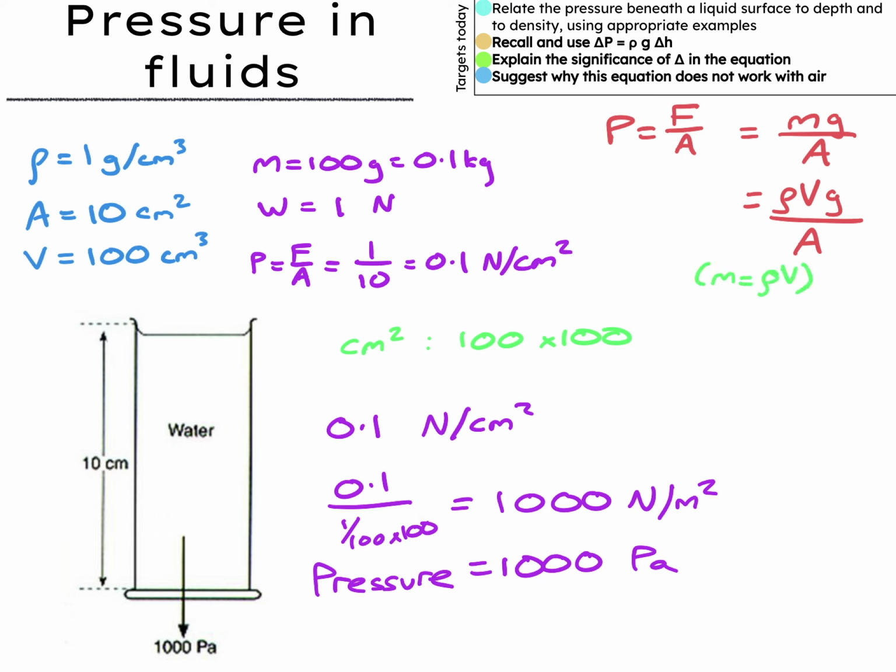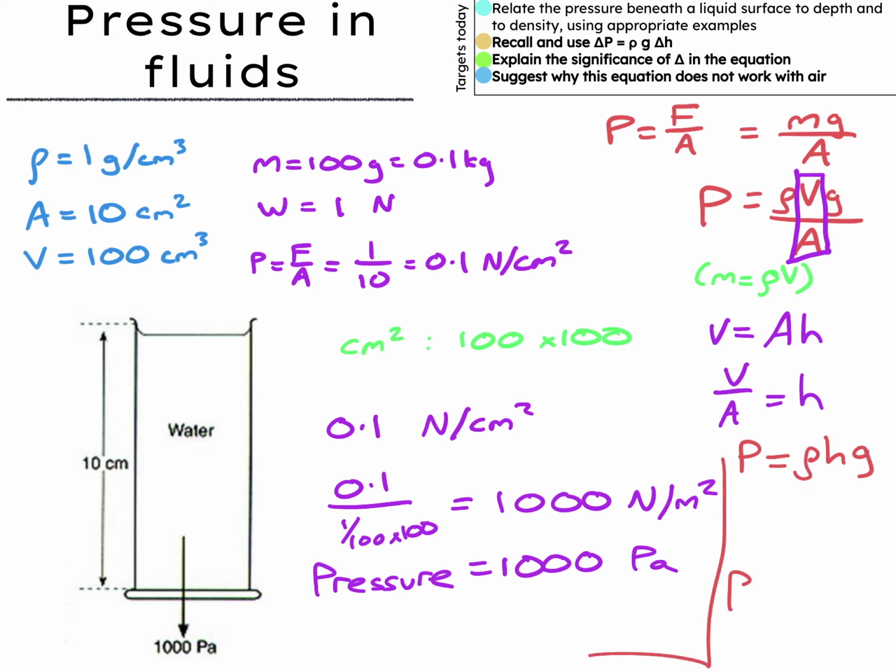All right, stop there. Look at the equation and you can see we've got volume on the top and area on the bottom. Volume is height times area, so volume divided by area equals height. So we can change that to equal density times h times g. And that gives us P equals rho gh, where rho is the Greek symbol used to represent density.